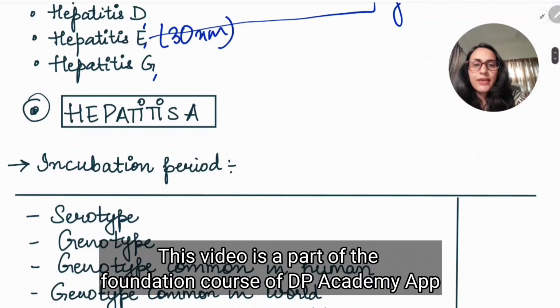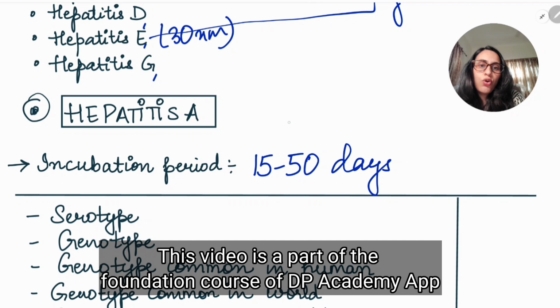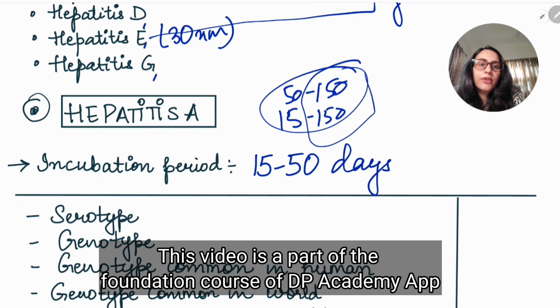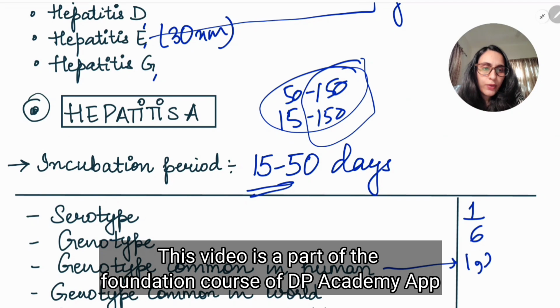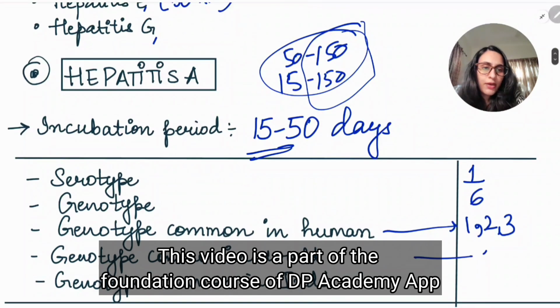Let's talk about hepatitis A incubation period. What we have studied for A and E, both have an incubation period of 15 to 50 days. The rest are somewhere around 15 to 150 or 50 to 150. So basically 150 is the deadline. But for A and E, it is 15 to 50. The serotype is 1 for A. We have 6 genotypes of hepatitis A, and the genotypes most common in humans are 1, 2, and 3. 1 is most common worldwide, and 3 is most common in India.